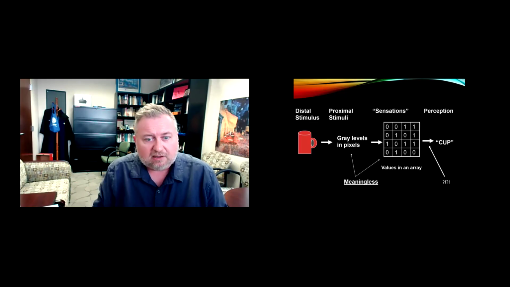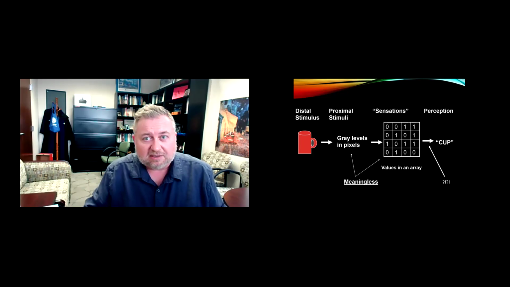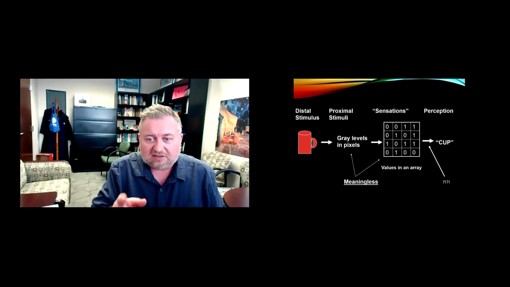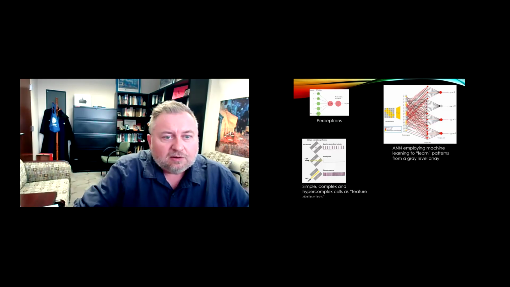So again, we have our diagram of how this whole process is going to work. We encode the sensations as values in an array of numbers, and I have to do something with this array of numbers that is not about template matching, that's going to tell me that this array of numbers means cup. So how could this work? What's it going to be? Well, one possibility is the whole perceptron model.